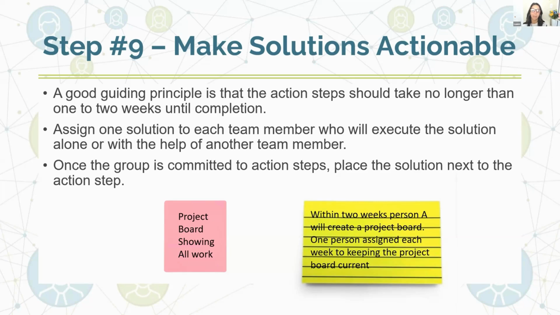And then once the group is committed to action steps, place the solution next to the action step. And you're going to be writing this out if you have to. So the project board showing all work is a solution to the problem. I don't know what's going on with the projects in this building, right? That's the problem there. So they chose the project board showing all work as the best solution to this. Just one of them. I'm just giving you one example, right? So then the action step is within 2 weeks. Person A will create a project board. Another person is going to be assigned each week to keeping the project board current.